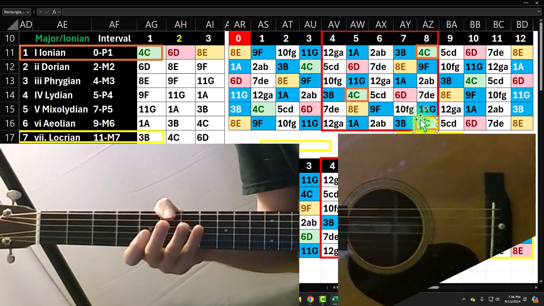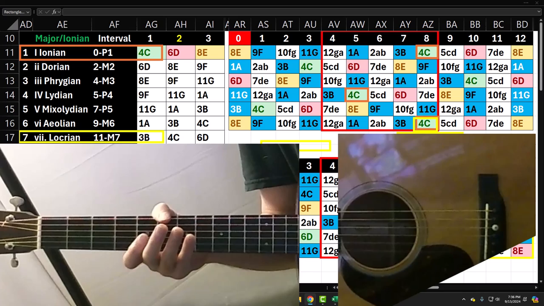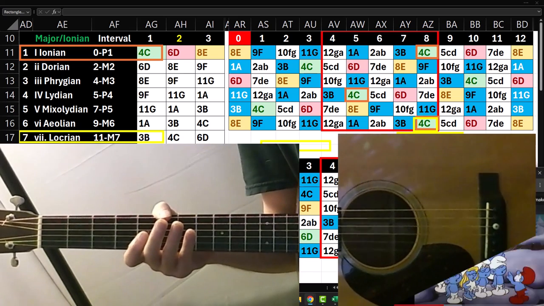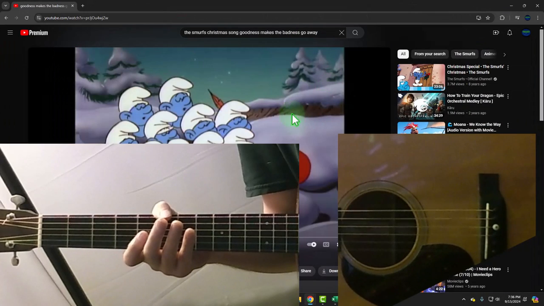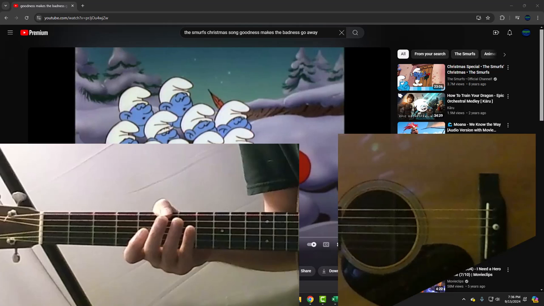You know, I've been messing with this song, the Smurfs song, because Christmas is coming. It's not really Christmas here yet, but in the Philippines, I work with people in the Philippines, and they say that Christmas season starts already now.